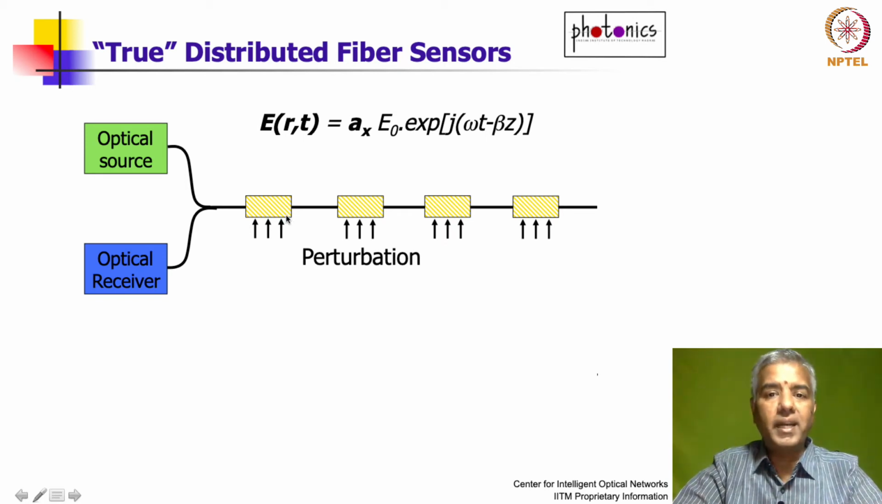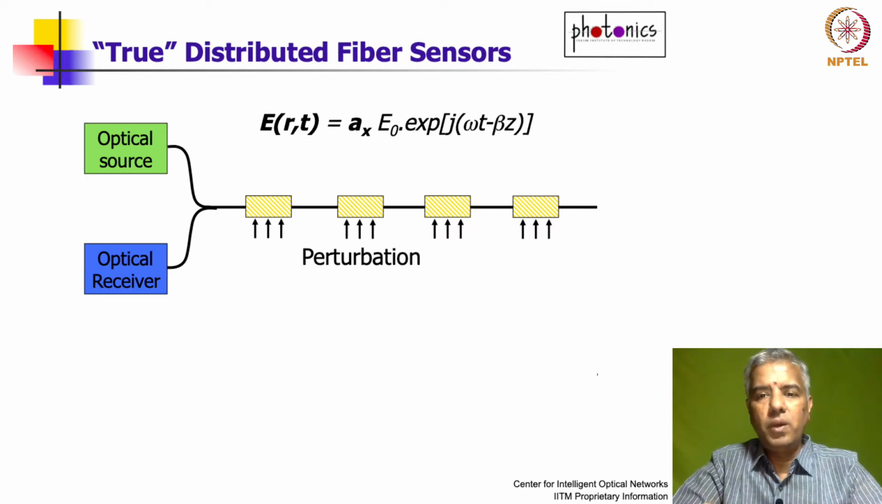If you know exactly where you want to look, and if you need only tens of sensors, then fiber Bragg gratings are probably good enough. But if you want a true distributed sensor, that is, wherever the fiber is going, all along the length of the fiber, you want to pick up physical parameters like strain and temperature, then you essentially need a solution like this. So what do you do in this?